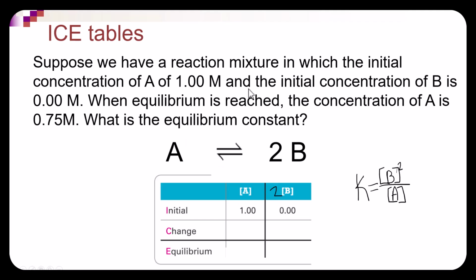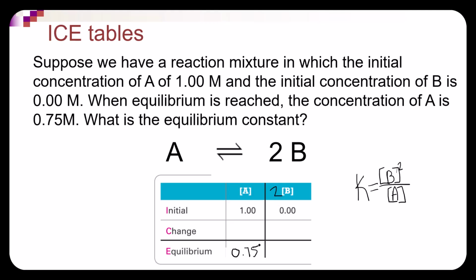When equilibrium is reached, so at equilibrium, okay, that's what that means. When equilibrium is reached, the concentration of A is 0.75. So I would come down here and I would fill in what is the concentration of A at equilibrium. So I can come down here and fill in 0.75. That is all of the information that this table gives me. It doesn't give me any more information. But the good news is I have enough information to solve this problem.